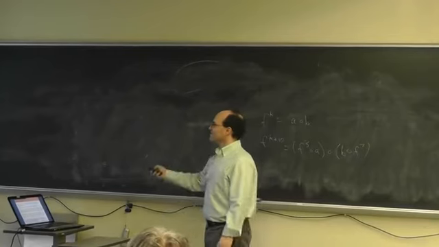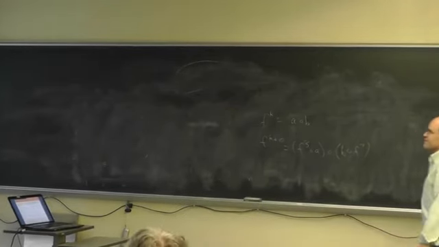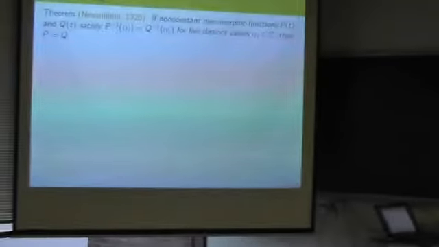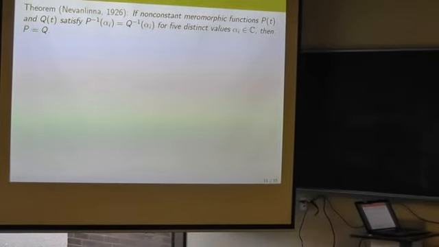Okay, so why am I talking about this? Well, because I want to talk about Nevanlinna's theorem. So there's this theorem of Nevanlinna, which, when I first saw this result, I'm still feeling the shock. If you have 2 non-constant meromorphic functions, and they have the same preimage at each of 5 different complex numbers, then they're the same.